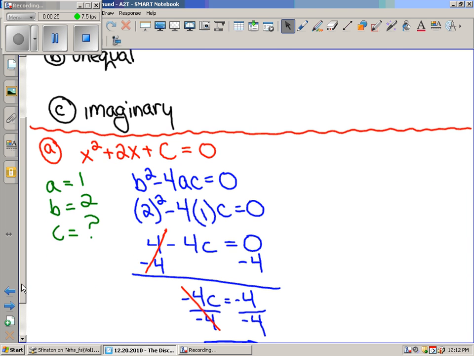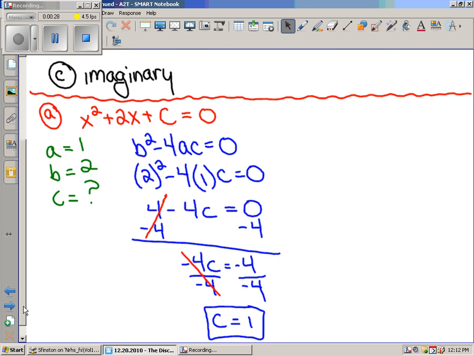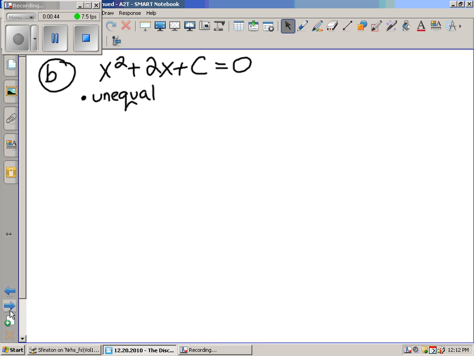So let's take a look at question A from Thursday. Question A asked, here's this equation, what's the value of the discriminant when the roots are equal? And the discriminant has got to be 0. And then you just solve it and you find out what C is. Now we're going to do question B, and that's the same exact equation. We just have to find C such that the roots are unequal.